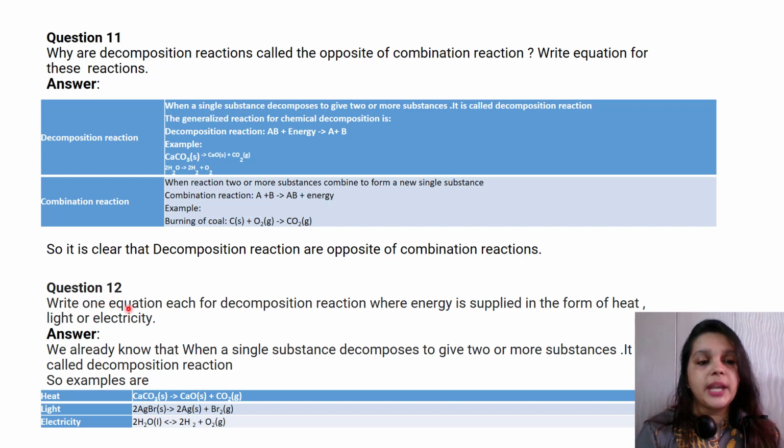Next question. Write one equation each for a decomposition reaction where energy is supplied in the form of heat, light, or electricity. We already know that when a single substance decomposes to give two or more substances, it's called a decomposition reaction. Some examples are here. Calcium carbonate breaks up into calcium oxide and carbon dioxide. This is the heat example. For light energy, when we decompose AgBr into its constituents Ag and Br, we get that reaction. And for electricity, water is a major example: water breaks down into hydrogen and oxygen, as we saw in the previous videos.